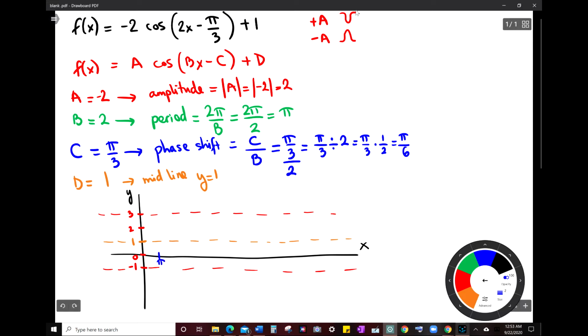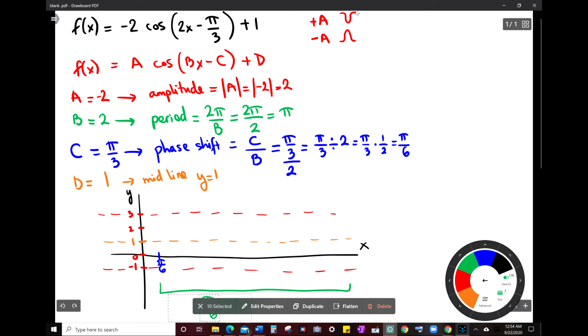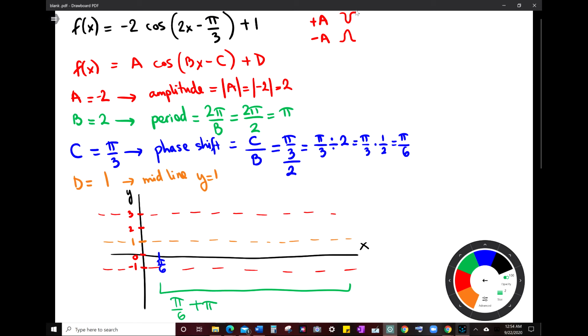Okay, so this is pi over 6. And then for pi over 6, my period is pi. So that means from pi over 6, I will add pi. Okay, so I take pi over 6 plus pi to get the ending point. So pi over 6 is just my starting point of the period that I want to sketch.